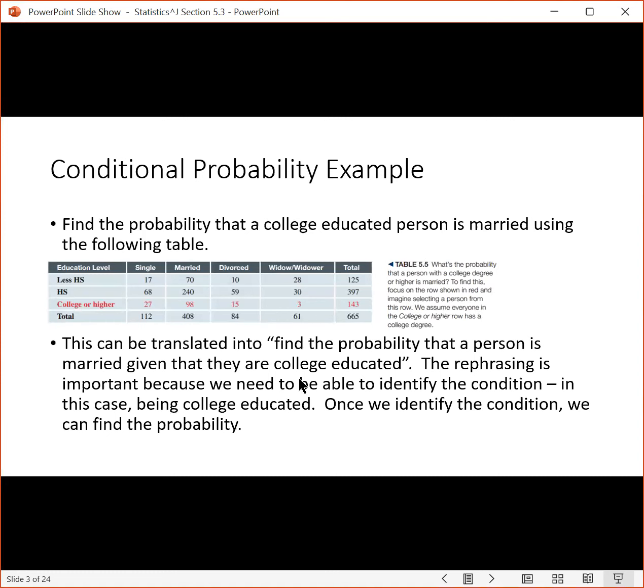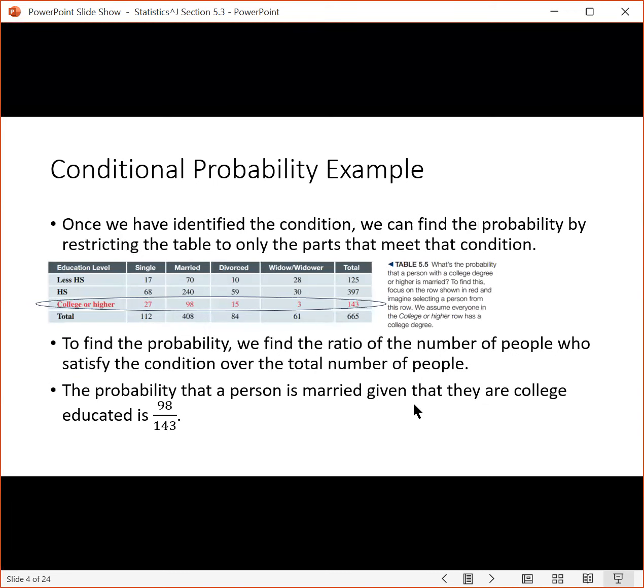All right. So if you don't have a strict given that in the phrasing, then look for this alternate phrasing where it says, find the probability that a blank is blank. The first thing is going to be the condition, and then the second thing is what you're trying to find the probability of. Okay, moving on. The rephrasing is important because we need to be able to identify the condition. Yes, that's critical. In this case, being college educated. Once we identify the condition, we can go through and find the probability.